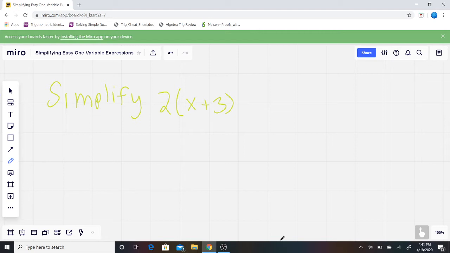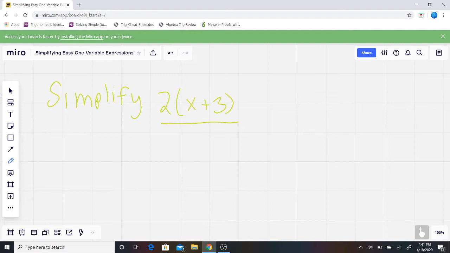So to start algebra, we need to learn about one variable expressions. Here's a good example of a one variable expression, what I've underlined right here: 2 times x plus 3. Now, this has just one variable and no equal sign. An equation would have an equal sign, but expressions don't have an equal sign. That's important to know.